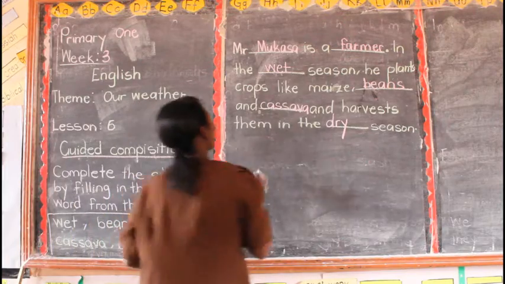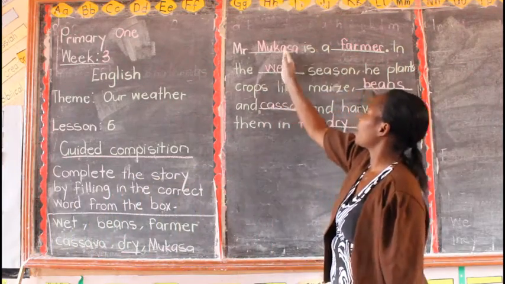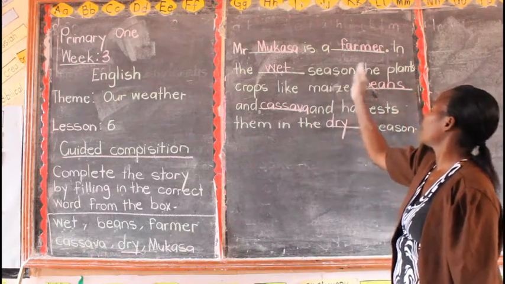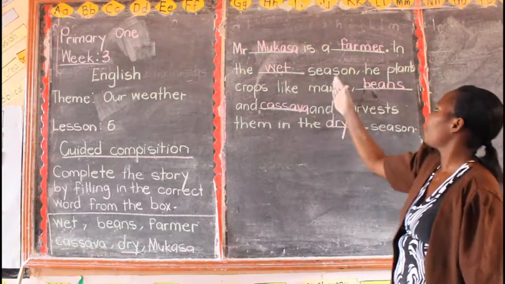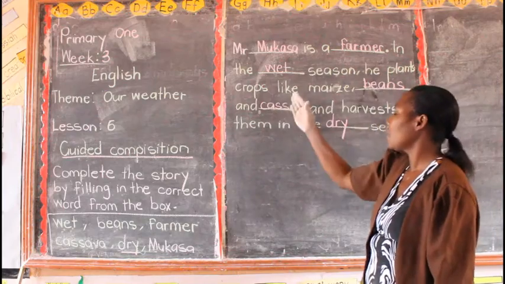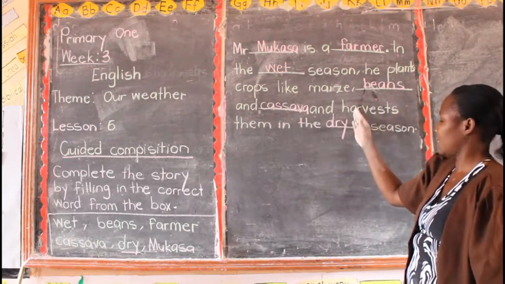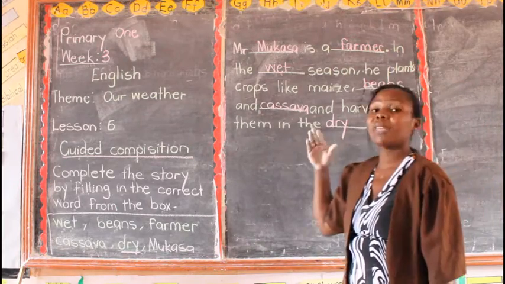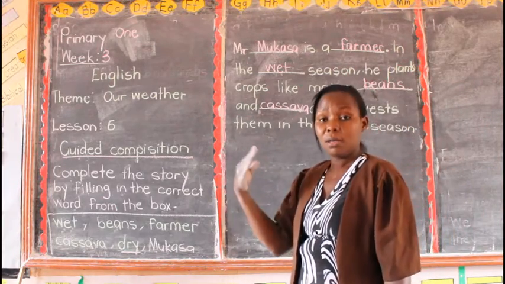Let's read and see whether the story is complete. Mr. Mokasa is a farmer. In the wet season, he plants crops like maize, beans, and cassava. And he harvests them in the dry season. Very good. That is how we complete our story.